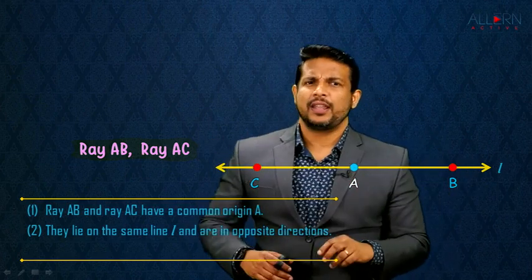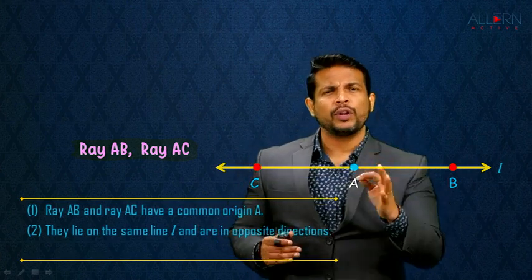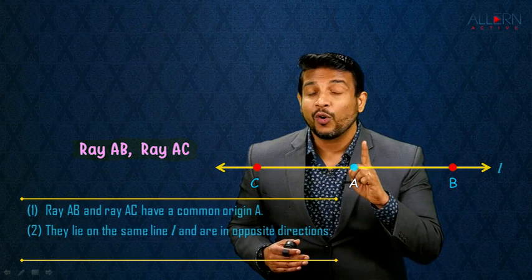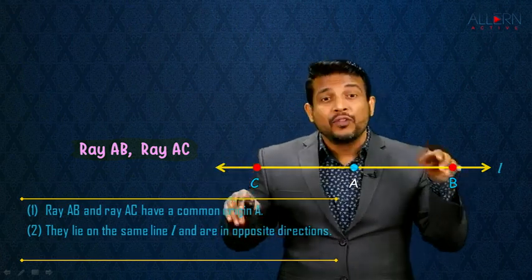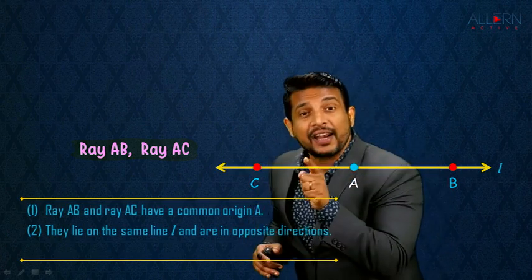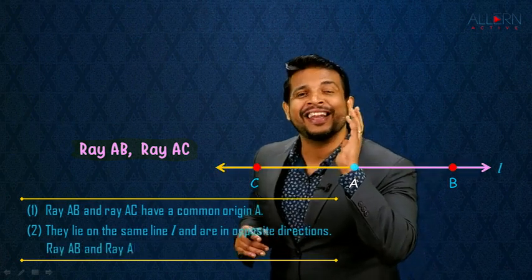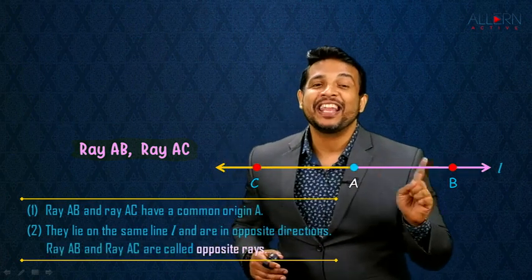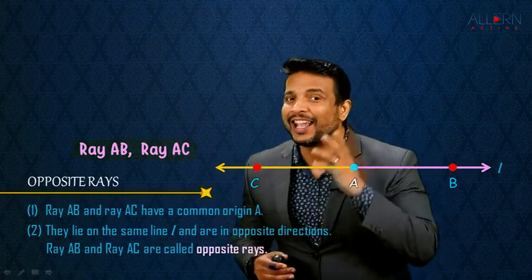So what did you see? See the conditions. What are the conditions? Both rays have a common origin. They lie on the same line and are moving in opposite directions. When this happens, then we say that ray AB and ray AC, such two rays, are called opposite rays. That means we say that ray AB and ray AC are opposite rays. So we learned the concept called opposite rays.